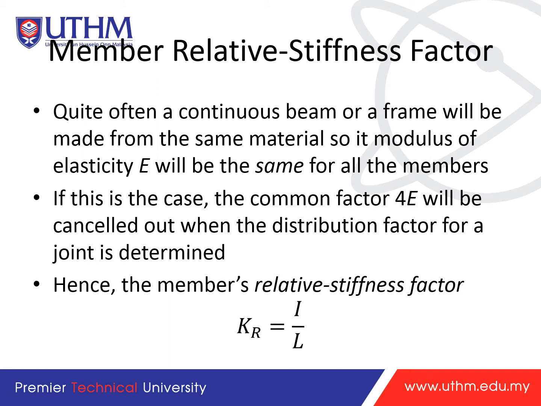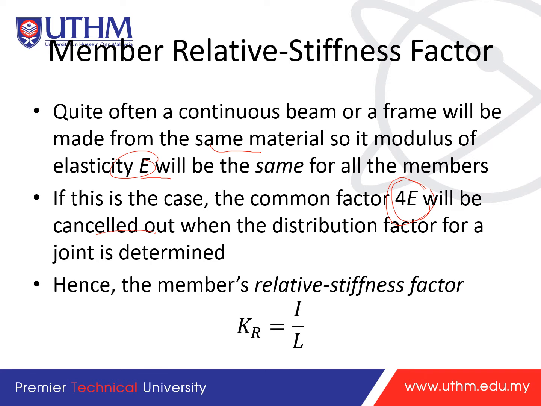So, member relative stiffness factor. Quite often a continuous beam or a frame will be made from the same materials, so the modulus E will be the same. Normally the E will be the same because they are made from the same materials. If this is the case, the common factor for E will be cancelled out. If it is the same and you are using the moment distribution method without modifying anything, sometimes you can cancel out the 4E or you leave it there. It will be the same.